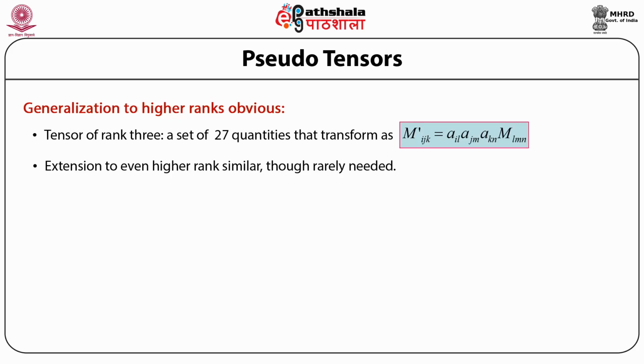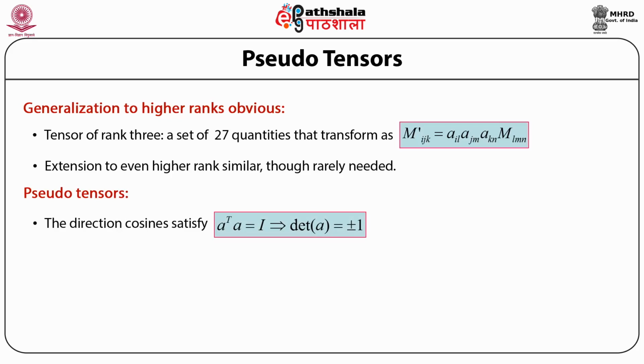Now let us come to another important quantity which is called pseudo tensors. If we have the direction cosines such that they satisfy the equation A transpose times A is equal to the identity matrix I, then from this we have the determinant of A is equal to either +1 or -1.